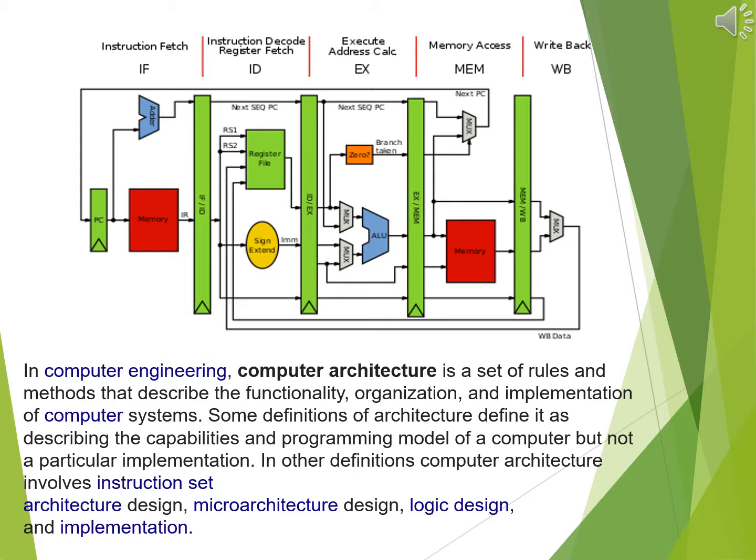In computer engineering, computer architecture is a set of rules and methods that describe the functionality, organization, and implementation of computer systems. Some definitions of architecture define it as describing the capabilities and programming model of a computer but not a particular implementation. In other definitions, computer architecture involves instruction set architecture design, microarchitecture design, logic design, and implementation.